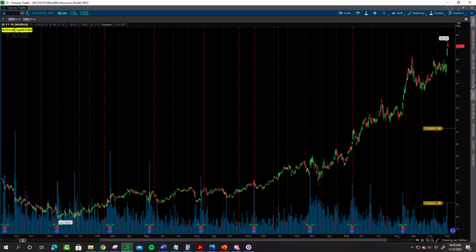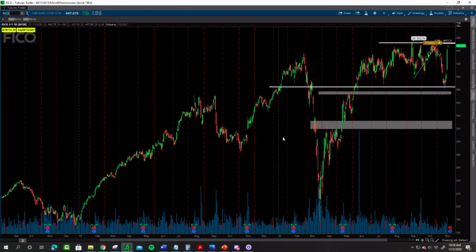An example of a range where you're just trading sideways for a long period of time would be, let's say, I think it was FICO.